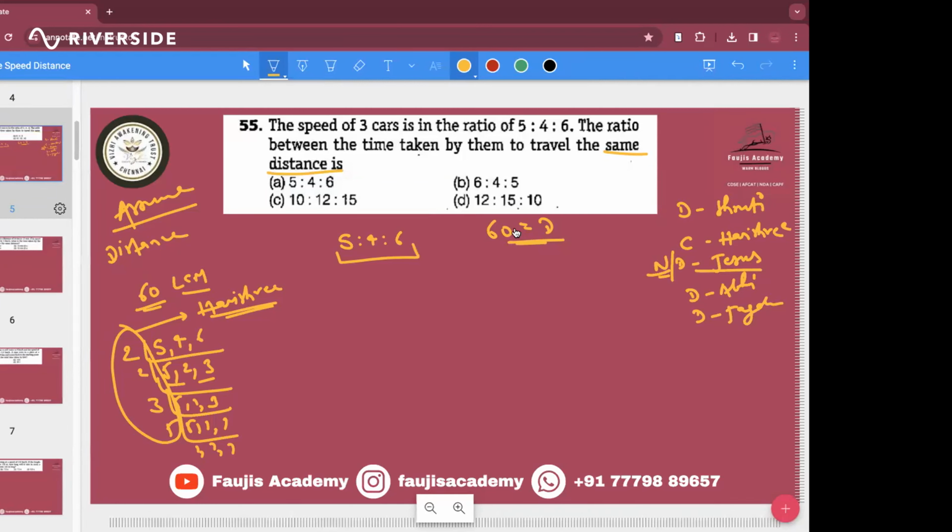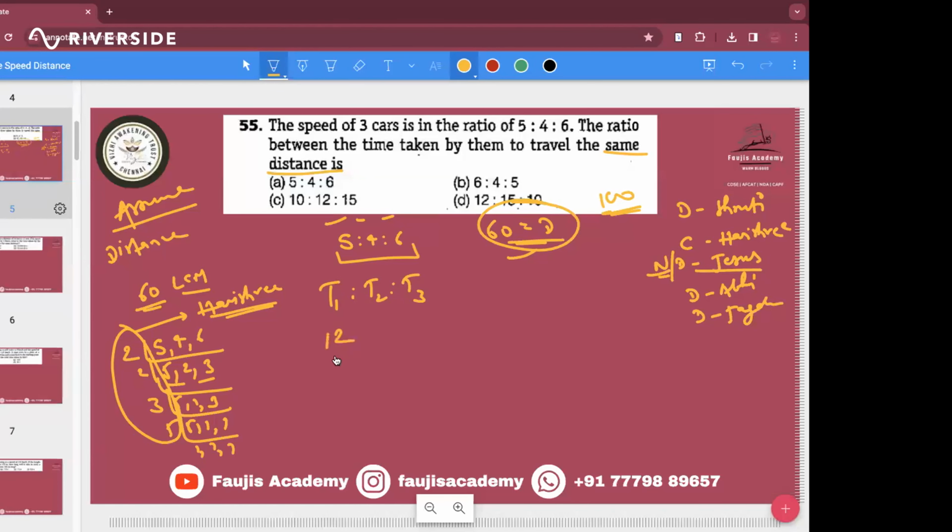Right? Okay. So we'll assume D as 60. Why? Because this is the LCM, and the LCM will ensure that our calculations are easy. You could have assumed 100 also as D, but the calculation would be pretty tough. So you have the distance, you have the speed. Can you find the time? T1, T2, T3. Time is equal to what? Distance by speed. For T1, distance by speed, 60 by 5.